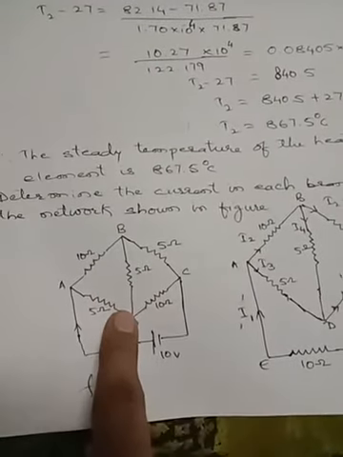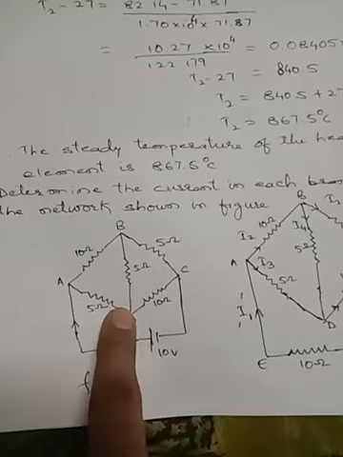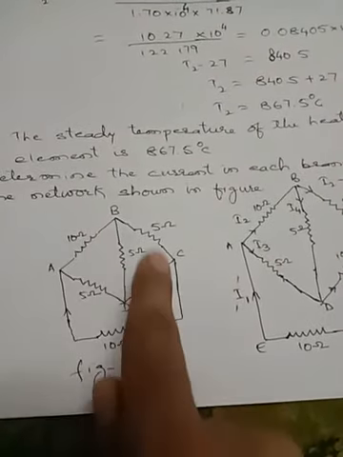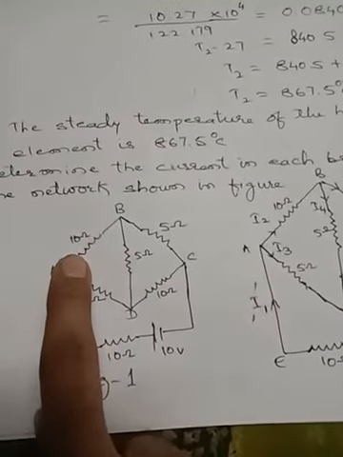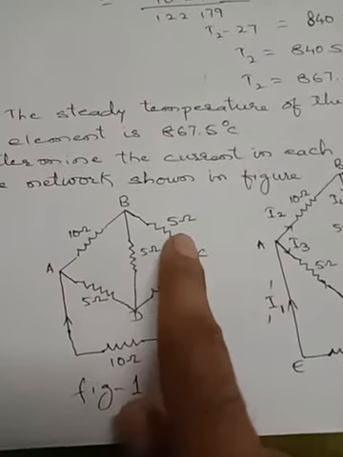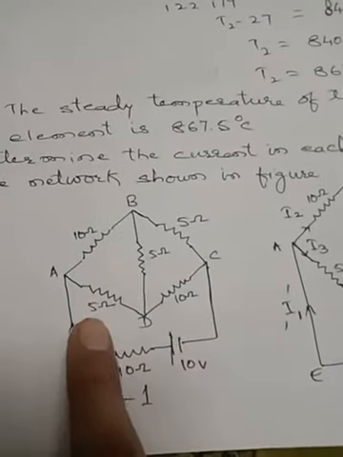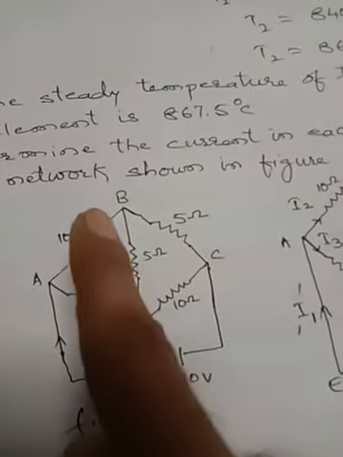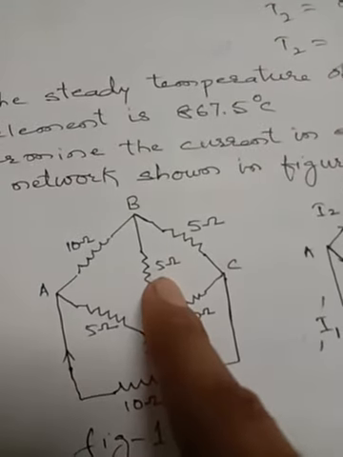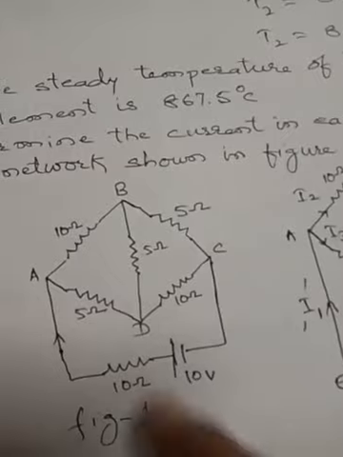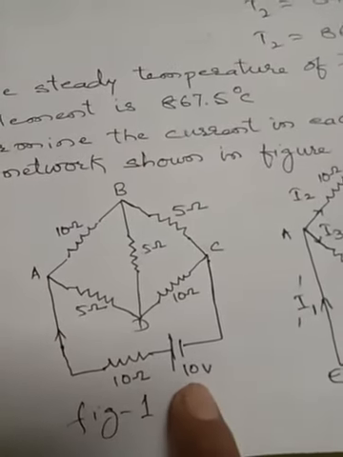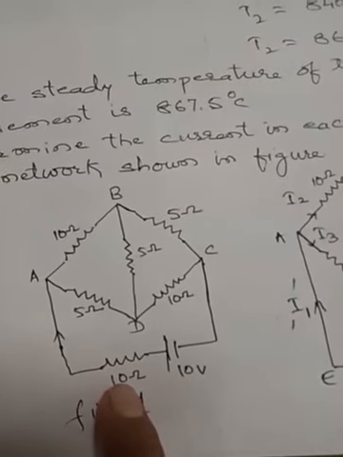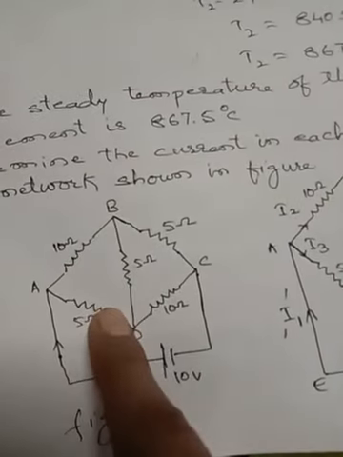A, B, C, D. In this ABCD, resistors are arranged: 10 ohm between AB, 5 ohm between BC, 5 ohm between AD, and between DC again 10 ohm. Between B and D a 5 ohm resistor is connected, and to this a battery of 10 volt and an external resistance of 10 ohm are connected. So this is the given figure.